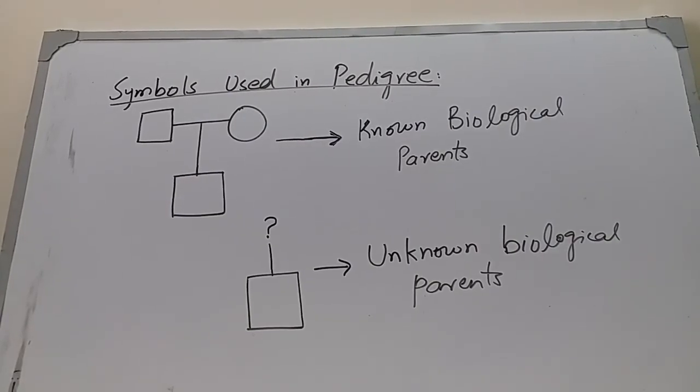Now you can see the symbols of known biological parents and unknown biological parents. If we know about the parents of a child, the first diagram is used. And if we don't know about the parents of a child, you can see I have written a question mark instead of showing the parents. So when the biological parents are not known, we use the question mark symbol instead of the square and circle.